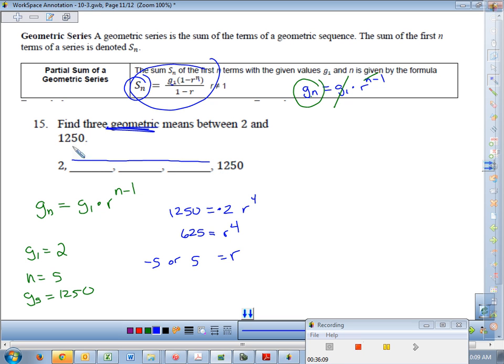Put yourself in 2 different scenarios here. Let's fill out the top scenario. If the rate was a positive 5, I want the positives on top. And the first term is 2. What's the second term? Is it 7? Why isn't it 7? I don't want to add, I want to multiply. What do you get? 10, right?